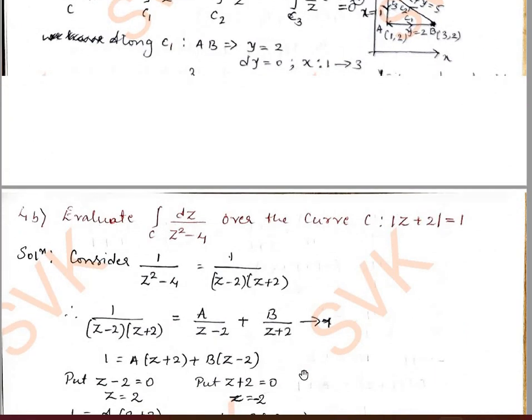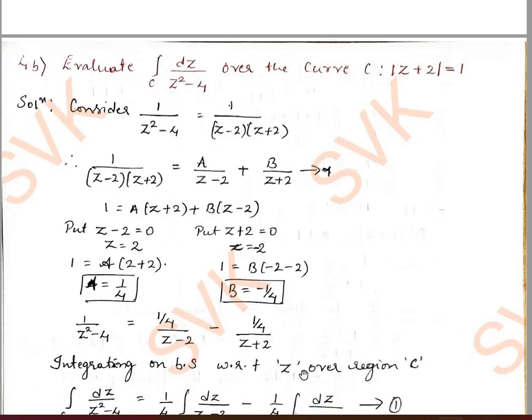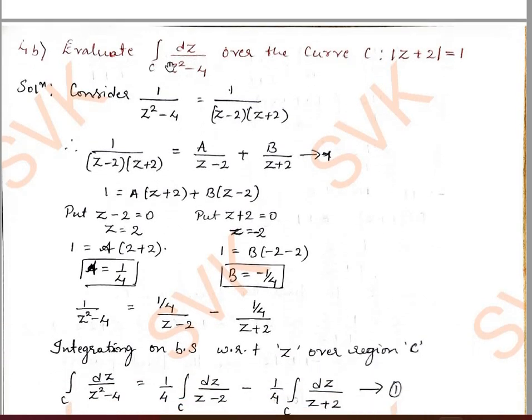Moving on to next problem, 4b. Evaluate integral over region C dz by z square minus 4 over the curve C, modulus of z plus 2 is equal to 1. Modulus of z plus 2 equal to 1 means what? It is a circle with center as minus 2, 0 and radius 1. Now the problem is of the form f of z by z minus a.